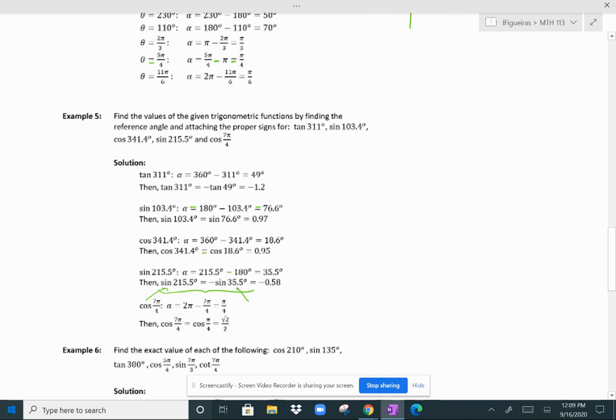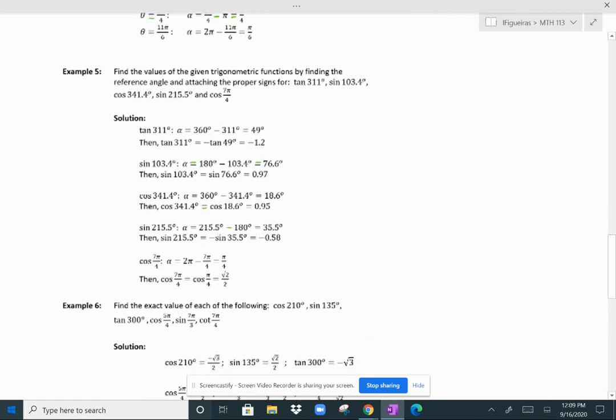In quadrant 1, sine is positive. In order for them to be used to compute the others, they need to be equal. So you need to put a sign in front of it, a negative sign. So the answer is negative 0.58.